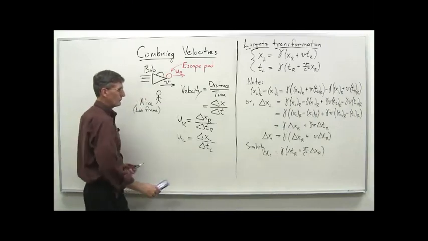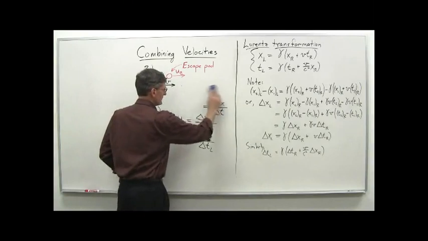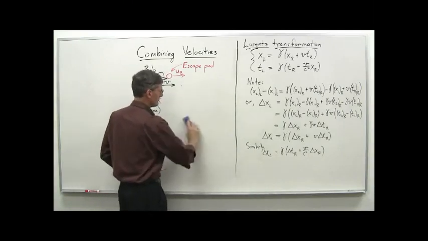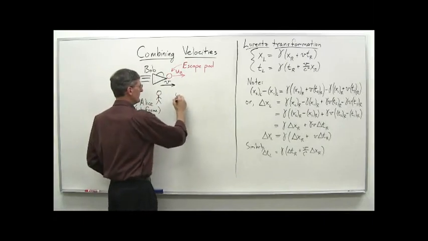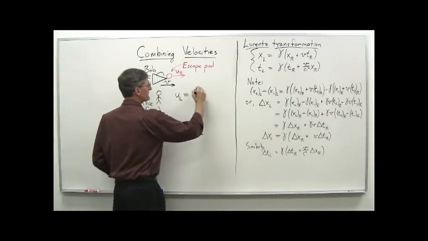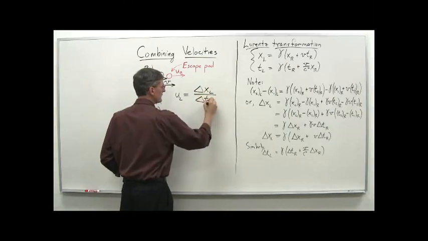Okay, so we'll leave that up just a second here. Now let's just have this. I think we don't need too much room, fortunately, for this. So let's rewrite this. Alice says u sub L is delta x sub L over delta t sub L.